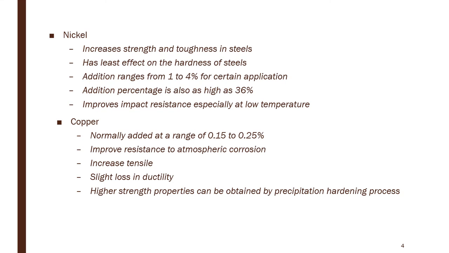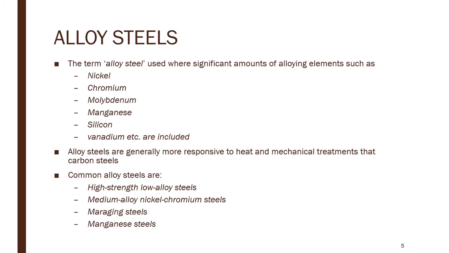The next element which can be added to steel for changing its property is copper. Normally, it is added in amounts of 0.15 to 0.25% to improve the resistance to atmospheric corrosion and to increase the tensile and yield strength with only a slight loss in ductility. Higher strength properties can be obtained by the precipitation hardening process. So if you want high hardness, you have to go for the precipitation hardening process.